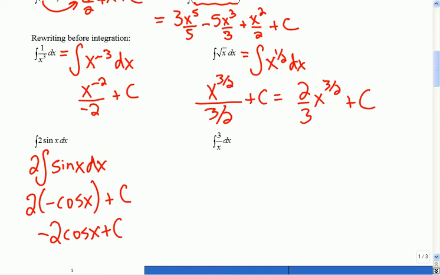Now, the next one I'm going to have you try. You would definitely want to ask your neighbor about this one, I think. But anyway, see what you come up with. It's an interesting one. So let's take a look at the next one.